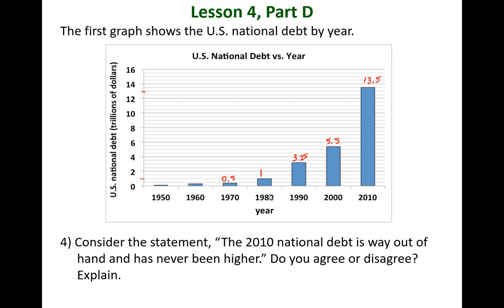Just consider the statement: the 2010 national debt is way out of hand and has never been higher. Do you agree or disagree? Well, I have to agree that based on this graph, 2010 is the largest national debt that's shown. Certainly $13.5 trillion is a lot more than 5 trillion and way more than 1 trillion. So I guess the question is, that's the absolute size of the national debt. Are there other things that we should consider besides the absolute size of this debt?